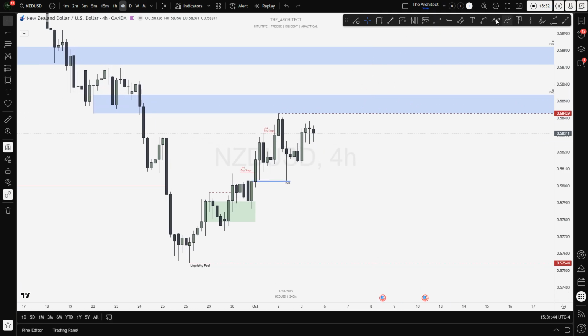What do we anticipate this week? Note, if price hits this fair value gap, wait for a market structure shift towards the downside, continue the narrative lower. There's also possibility that the market does continue higher, hits that fair value gap, market structure shift, wait for a point of interest, continue the market lower. That's all we're looking for on NZD USD.